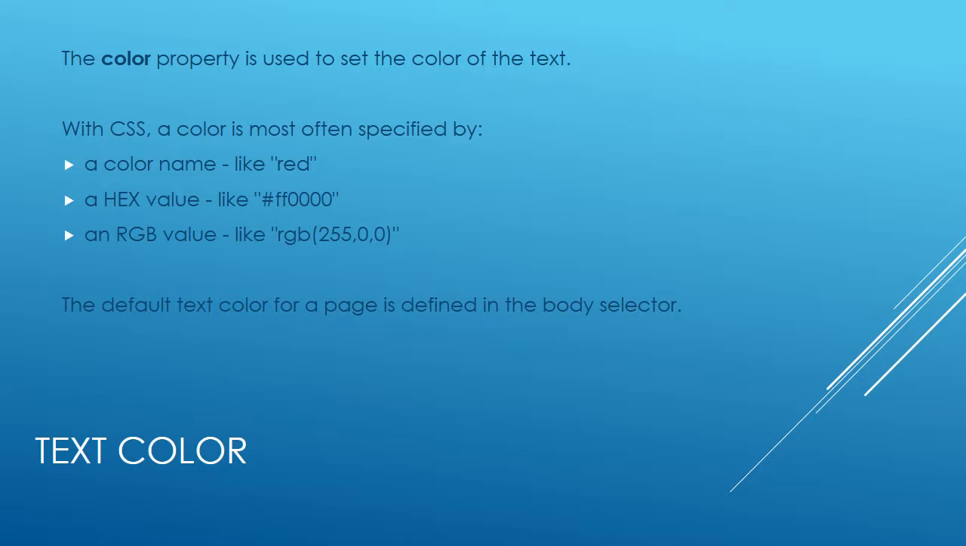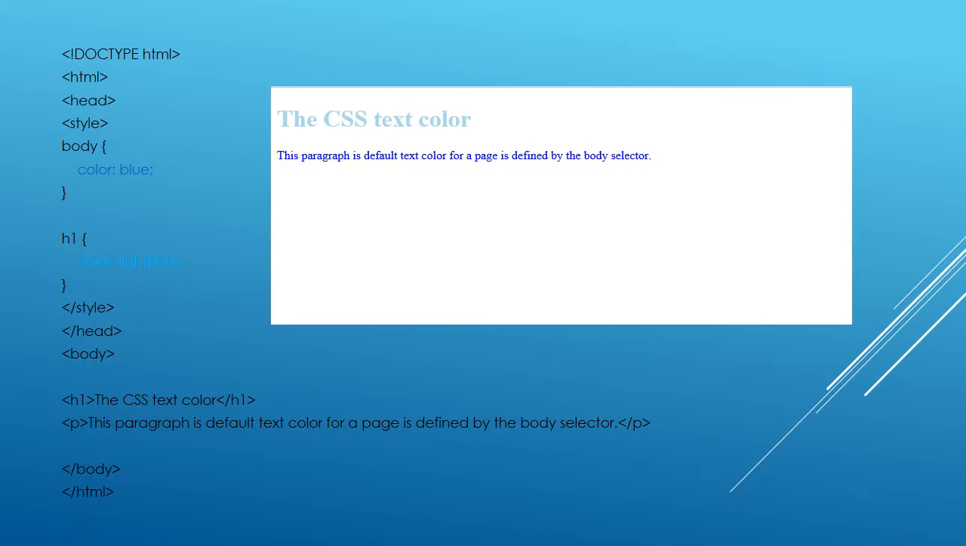With CSS, a color is most often specified by a color name, like red, a hex value, like #FF0000, an RGB value, like RGB(255,0,0). The default text color for a page is defined in the body selector. This is an example of CSS text color.